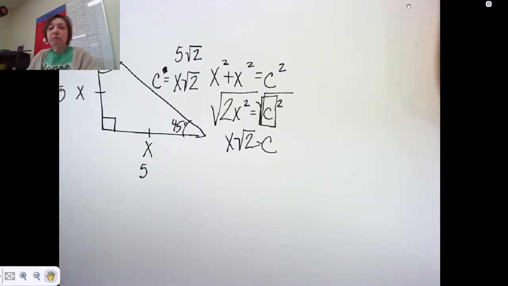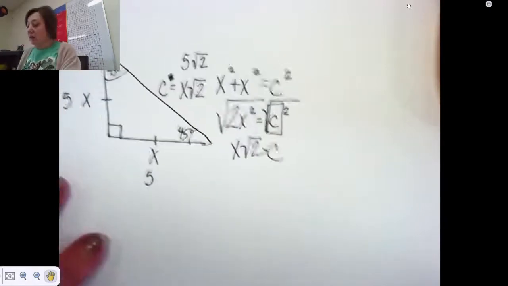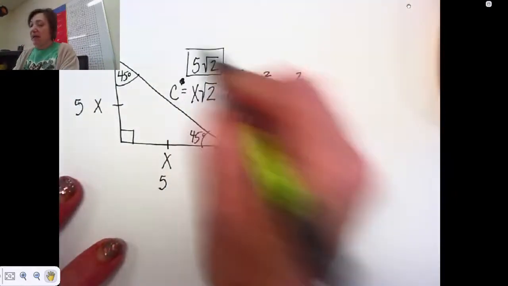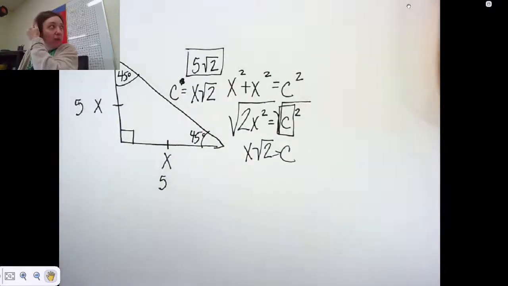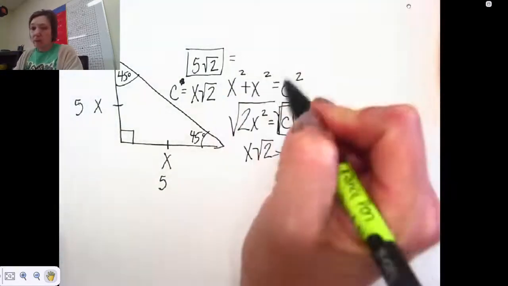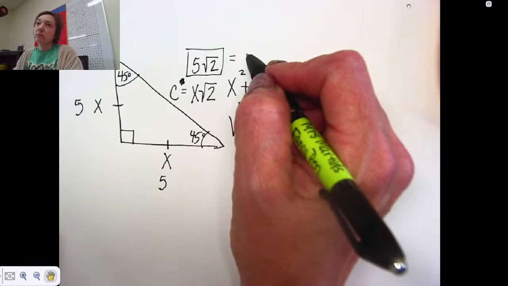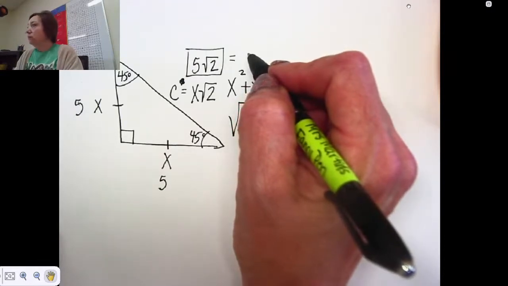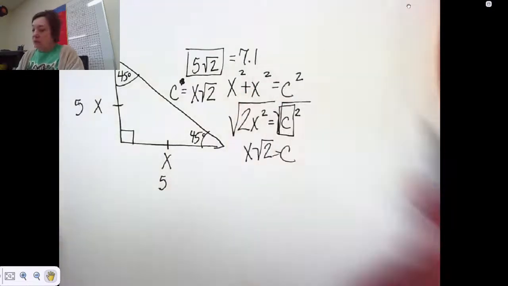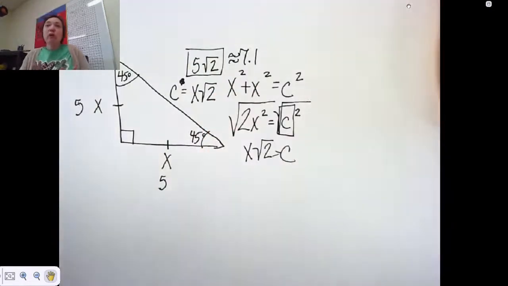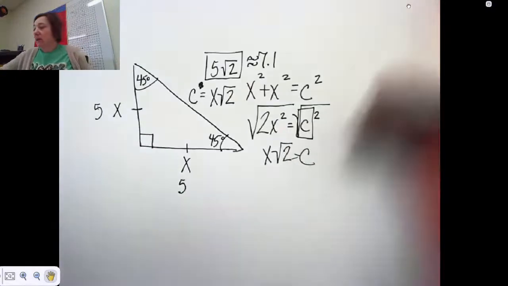This is an exact answer, but on your paper that you'll do in class tomorrow, you're going to punch it in the calculator and then round to the nearest tenth. So somebody tell me what 5 square roots of 2 is. That's approximately 7.1.